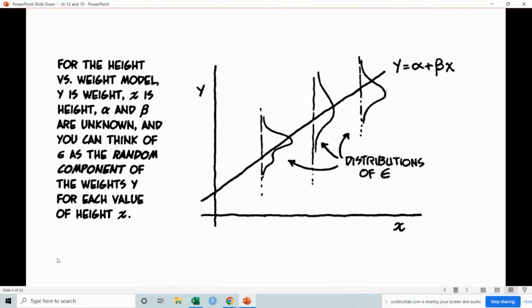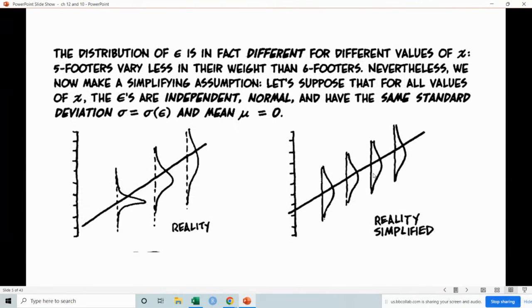For the height versus weight model that we talked about last week, y was the weight and x is the height, and alpha and beta are unknown. You can think of them as some random component of the weights and heights of the students. So the error term is the distribution about the line. The distribution of the error term is in fact different for different values of x. 5-footers vary less in their height than 6-footers.